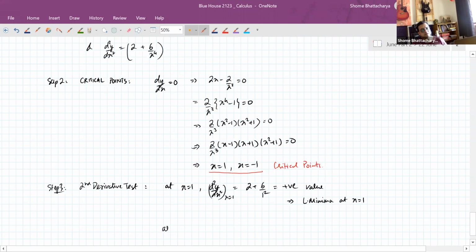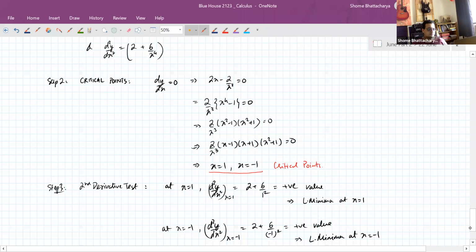And again, let's do the test at x equal to minus 1. That's also a positive value. So interestingly, we're getting something very strange, that both our critical points are local minima. At this stage, our question is almost over, but it still leaves the question, how come this is happening? So we'll do a bit more analysis to understand that also.